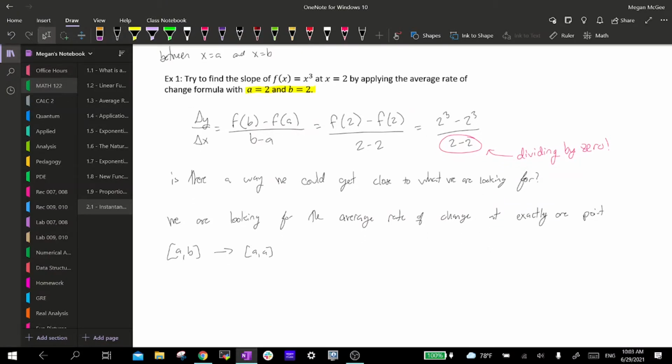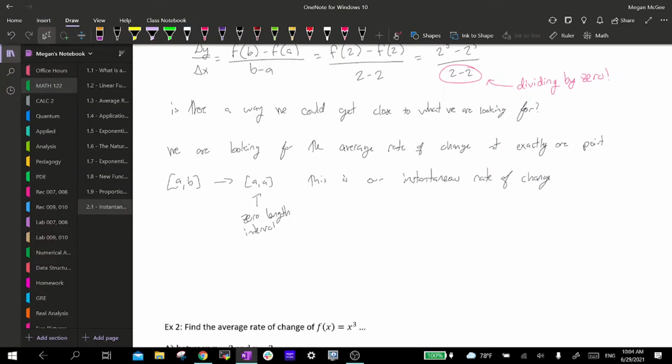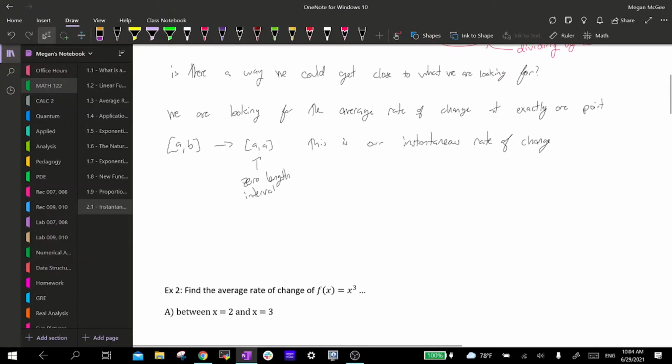So this is our instantaneous rate of change. So the speed that something is changing, the rate of change at exactly 1 point. So over an interval so small, it doesn't even exist. It's a 0 length interval. Right? So, is there a way we could get close to what we are looking for? Well, let's go ahead and work through example 2 to see if we can answer that question.